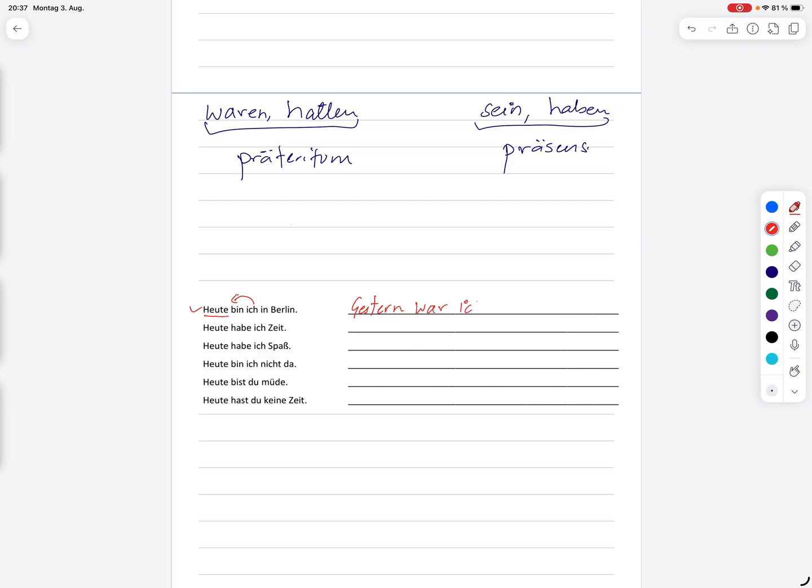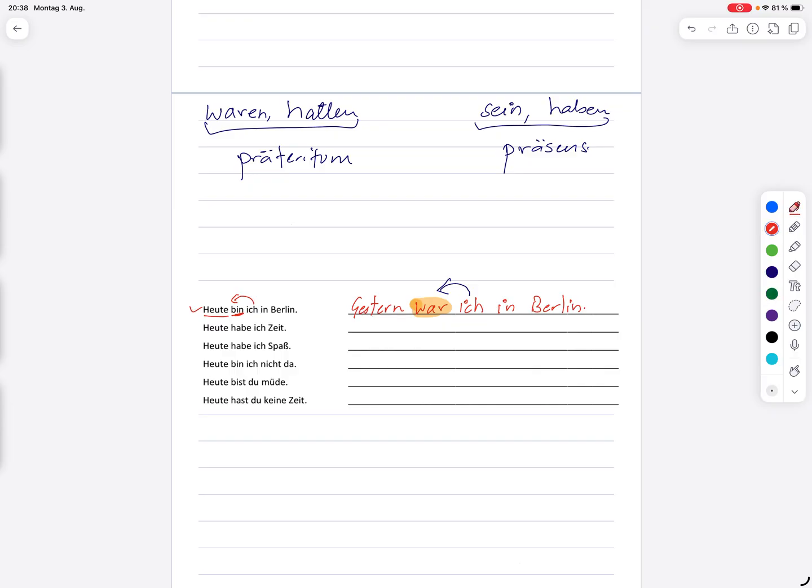War ich in Berlin. So we have to do this: sein in the past is waren, and for waren we have to conjugate with respect to ich. So "Gestern war ich in Berlin." And you already know in German the verb is always at the second position. I conjugated war with respect to ich, and for the past we are saying gestern, yesterday.